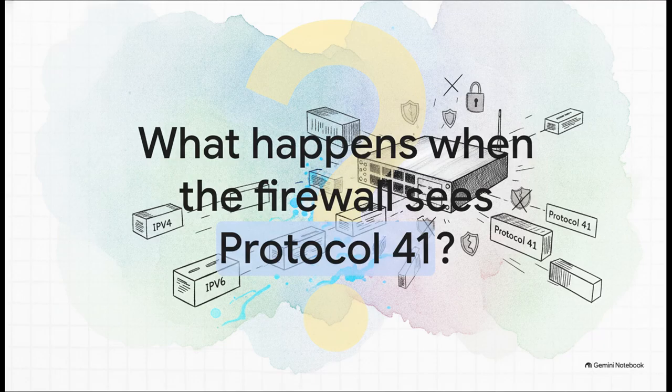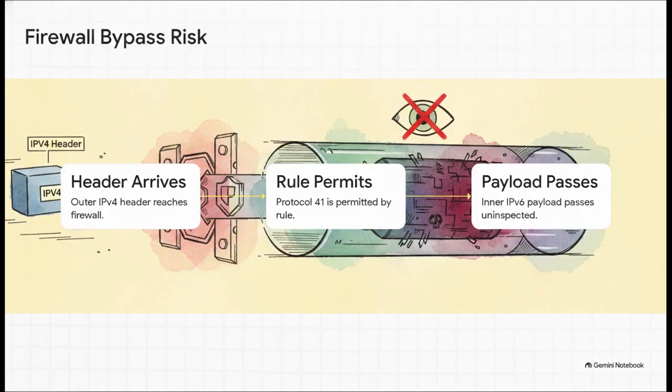I really want you to ask yourselves this right now. What actually happens when your legacy edge firewall sees a packet flagged as Protocol 41? Because the answer to that completely dictates your perimeter security posture. Here are the exact mechanics of the firewall bypass vulnerability straight from Chapter 3.